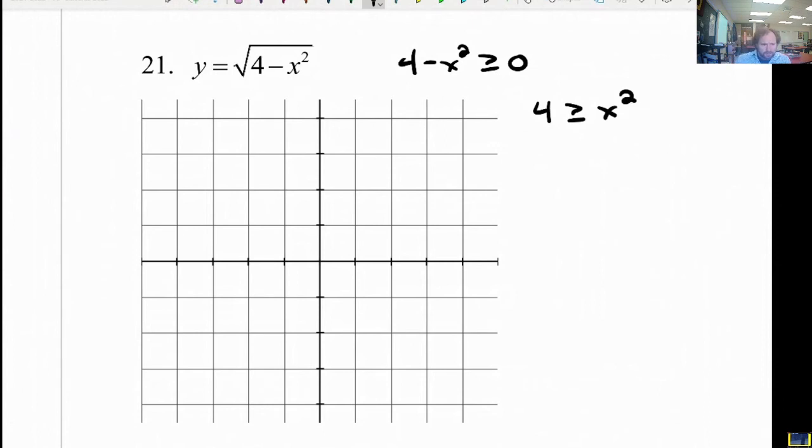x squared, well, here's the thing. If you want to solve this by algebra, what you got to do is put a plus and minus in front of this. This is me saying x is less than or equal to plus and minus 2, like that, if you want to take the square root.